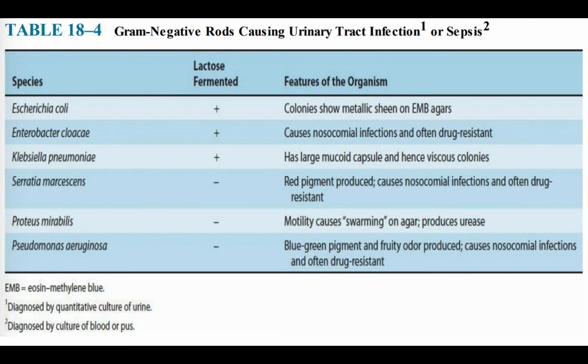Serratia, red pigment. Proteus, motility, swarming motility. Pseudomonas, blue-green pigment. Each one has something here: red, green, motility, large mucoid capsule, sheen on EMB agar. So all of them have this characteristic color or shape.